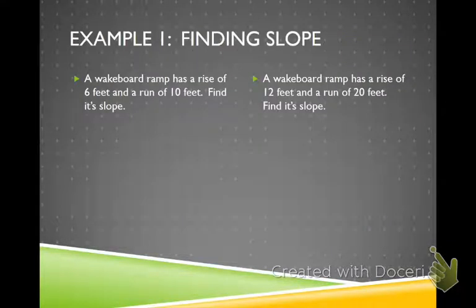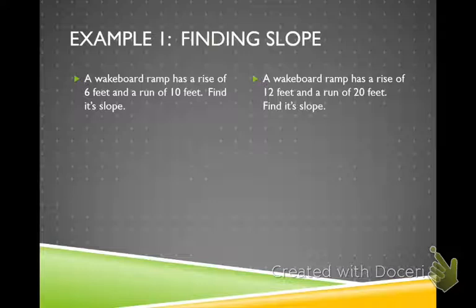Alright, so in example 1, if you're in your textbooks on page 404, you'd see a picture of a wakeboarder, and he's going up one of those wakeboard ramps that you see. You can jump off them and do different tricks. So what they're trying to figure out is what is the slope of the wakeboard ramp. Alright, and here's the information it gives me. It has a rise of 6 feet and a run of 10 feet.